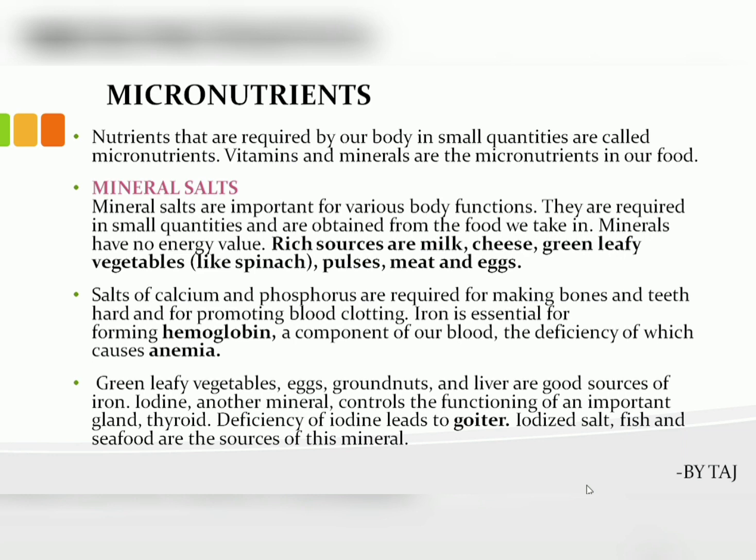Iodine, another mineral, controls the function of an important gland called the thyroid gland. If there is a deficiency of iodine, that leads to a disease called goiter. Iodized salt, fish and seafood are the sources of this mineral salt.